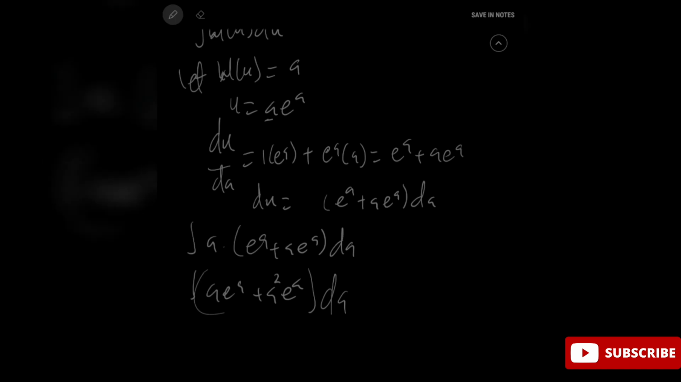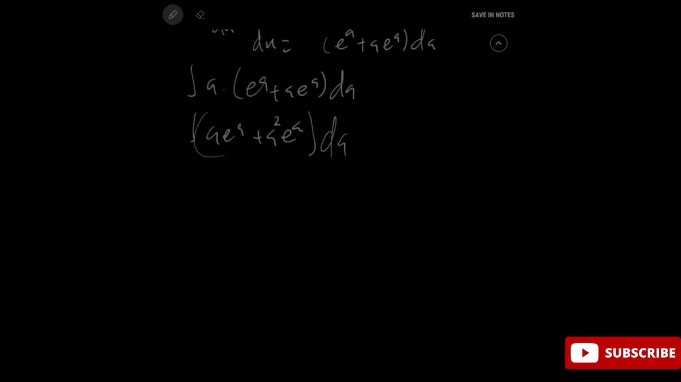Alright, now we just have to work out the integral separately. After that we sum them up to get the final integral. So let's work them out separately. If we work out the integral of this, we are going to use integration by parts. Then the formula is integral of u dv equals uv minus integral of v du.